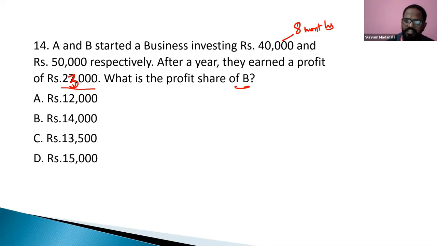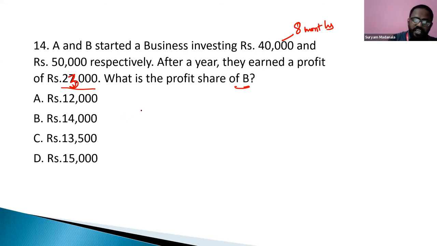Okay, B will have more share than A because B is investing for a longer time. But now in what ratio will the profit be distributed? That's important. A invested only for 8 months, not more than 8. But B invested for 12 months. The question is, if the profit earned is 23,000, what is the profit share?